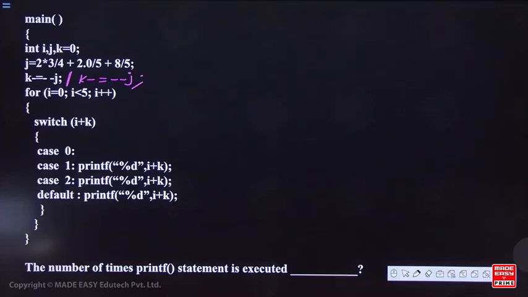Devang Agarwal, why will it give an error? j is not a float, j is an integer variable. What is it that you are doing? I don't understand. Gaurav Kumar, have you attended yesterday's class?